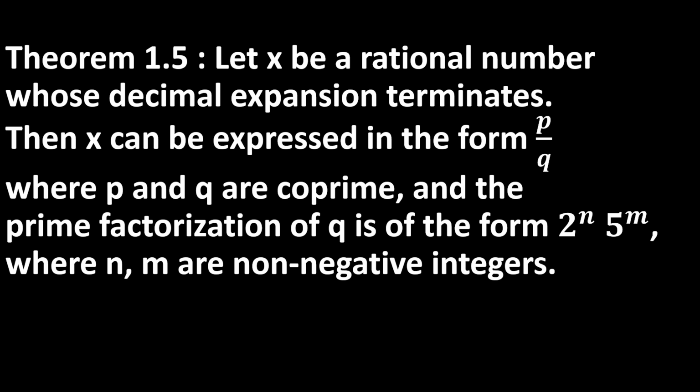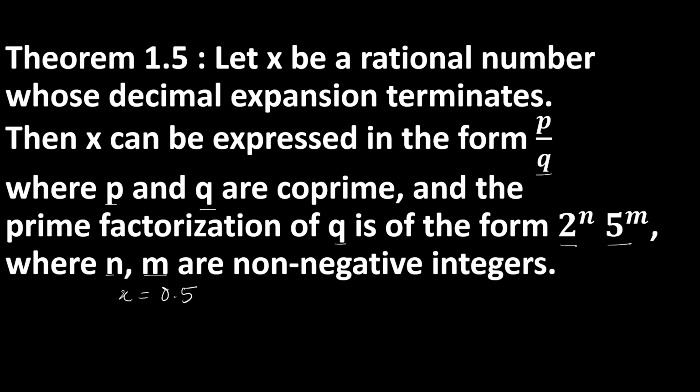So, theorem 1.5. Here, let x be a rational number whose decimal expansion terminates. So, we will consider, let's say, x is equal to 0.5. The decimal expansion is terminating, right? Then, x can be written in the form of p by q. They are saying that if x is terminating, then you can write this 0.5 in the form of p by q, where p and q are co-primes, which means the HCF, highest common factor, of p and q will be 1, and the prime factorization of q is of the form 2 raised to n into 5 raised to m, where n and m are non-negative integers.